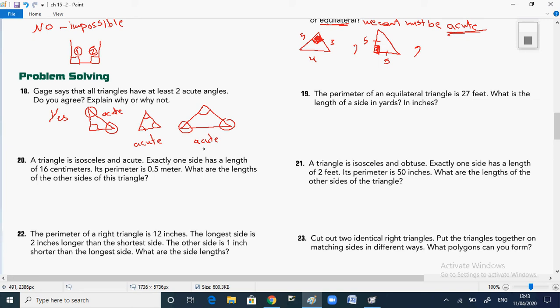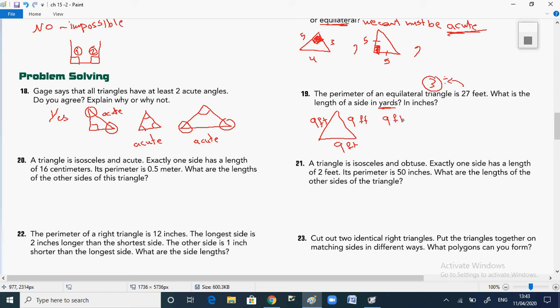Okay. Now, the perimeter of an equilateral triangle is 27 feet. What is the length of a side in yards? In inches. So here I can say for question number 19, the perimeter of equilateral. Equilateral, all sides are equal, that means 9 feet, right? Perimeter we have to add all sides. Because each triangle has 3 sides, so I will divide the perimeter by the number of sides. I will get 9.